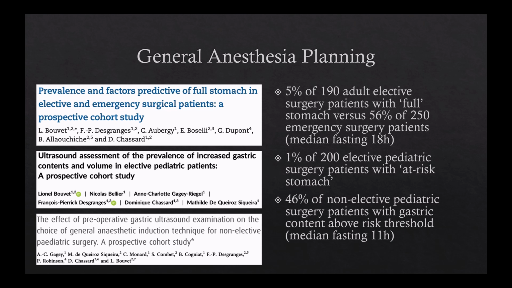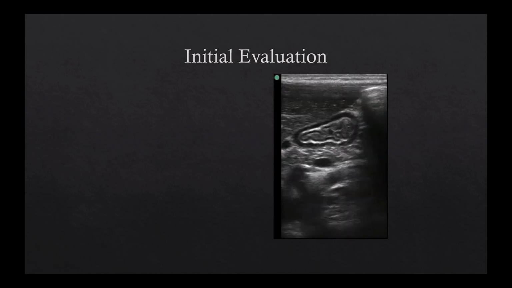In one study, 56% of 250 adult patients undergoing emergency surgery had this high-risk content with a median fasting time of 18 hours. And in the pediatric population, 46% of non-elective pediatric surgery patients were found to have gastric content above the risk threshold with a median fasting time of 11 hours. So, back to our 8-year-old male who's got a femur fracture and needs to go to the operating room. Say we do our gastric ultrasound evaluation, and this is what we see in both the supine and right lateral decubitus positions.